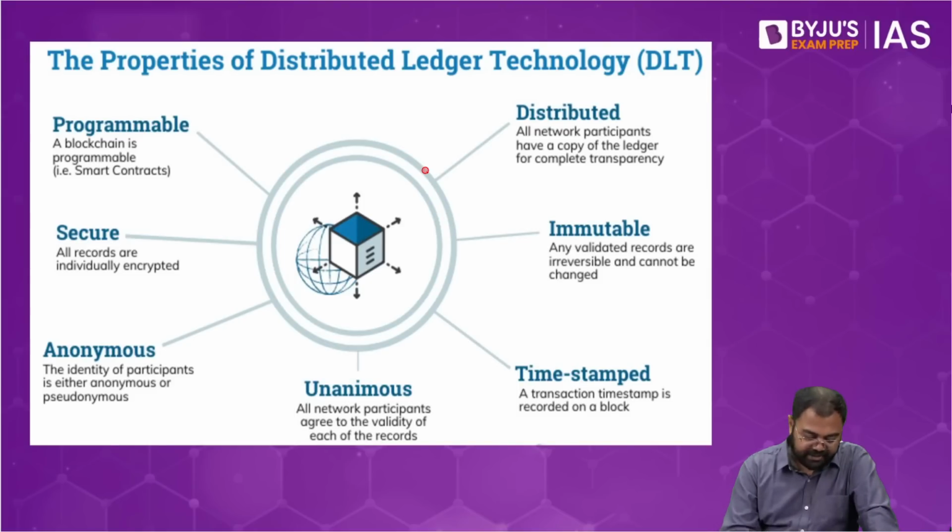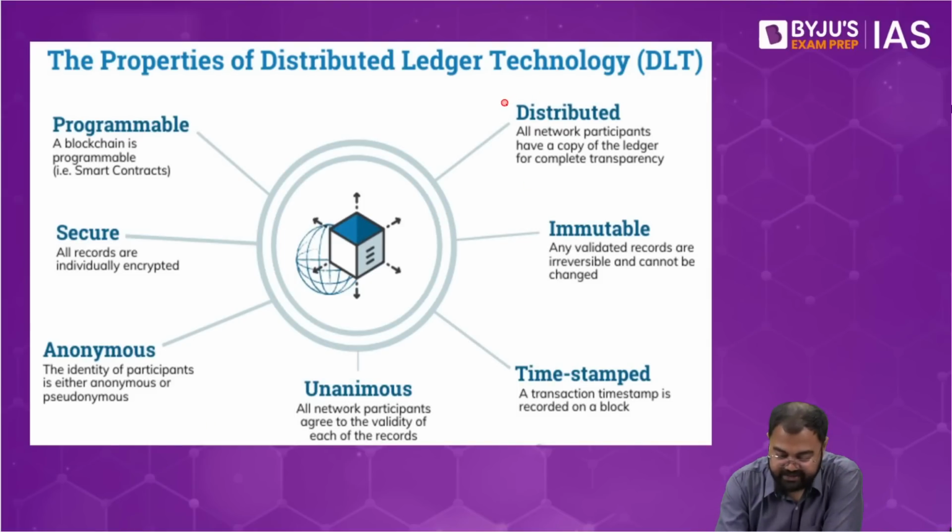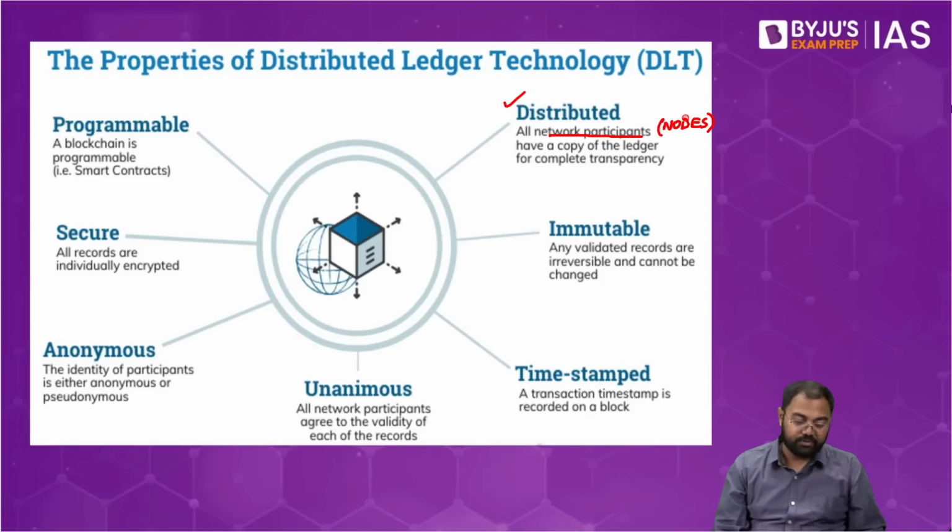Now, so that's it. These are all the properties that we have with the blockchain. So first, as we discussed, it is a distributed system, meaning that all the network participants, the nodes, have a copy of the ledger for complete transparency, right? So everybody has a copy of what's happening, and every time a new transaction or a new procedure is happening, everyone keeps getting the copy of anything new. So that's why it becomes very crucial from this perspective.